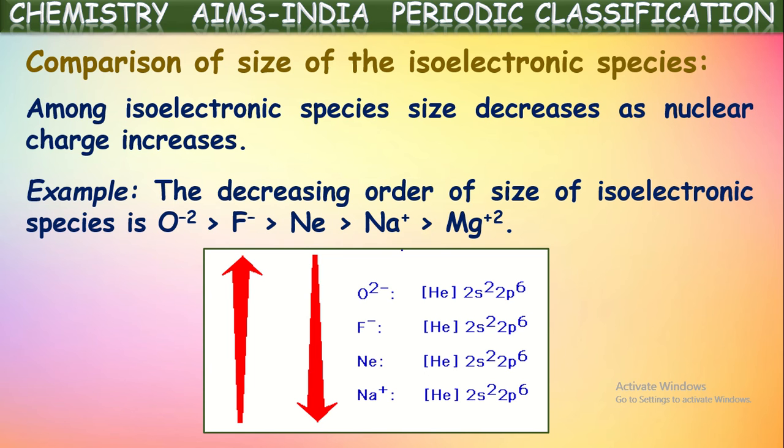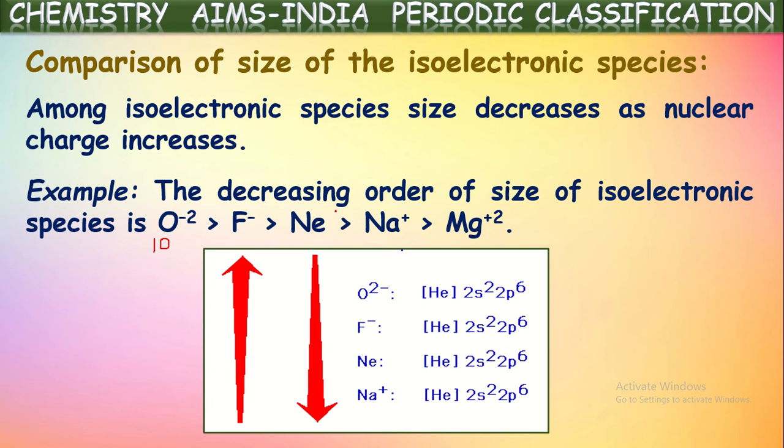For example, the size order for some isoelectronic species is shown here. Let us observe it. F minus, O minus 2, F minus, neon, Na plus, Mg plus 2. If you observe the number of electrons in these all, they contain the same number. For example, oxygen: we know the atomic number of oxygen is 8, so it will generally have 8 electrons. As it has a -2 charge, it gained 2 electrons. Now the total number of electrons becomes 10.